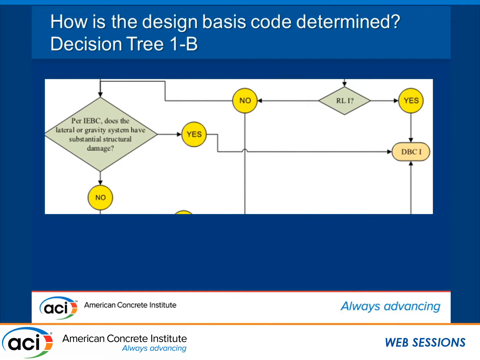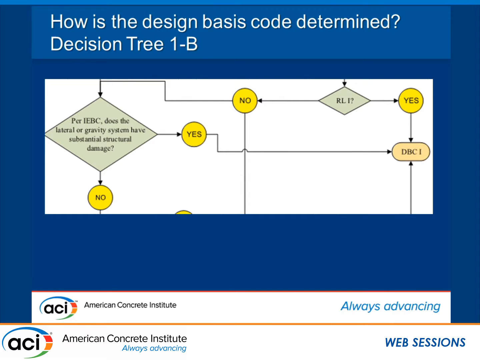On the left side, you'll come down into the IEBC, and you'll have the question of, does the lateral or gravity system, and this is the vertical elements of those systems, have substantial structural damage? If the answer to that is yes, then you use current building code requirements and provisions to strengthen those elements, and that's where your repairs are. If the answer to that is no, then you go down, and we'll cover that in the next slide.